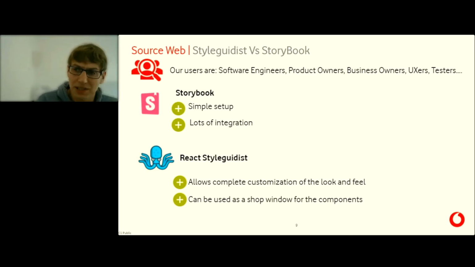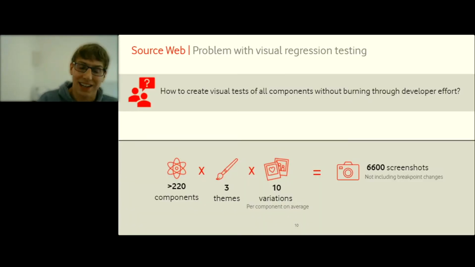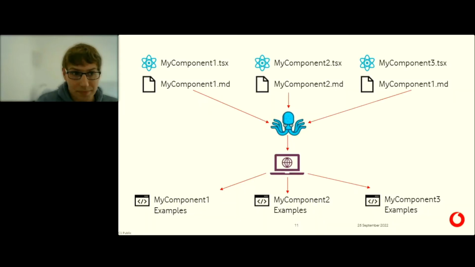But I did leave with a problem. What do we do? How do we create visual tests for all the components, given there's no integration for Style Guidist, without burning through developers' effort? And as I said, Ben wants to be on the golf course, not writing 6,600 screenshots. So we started looking at options.